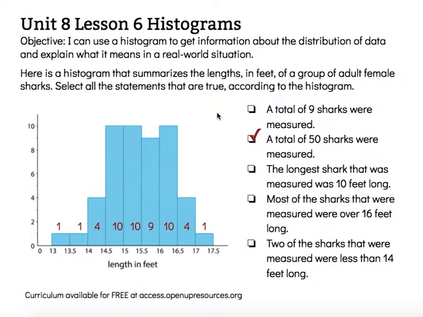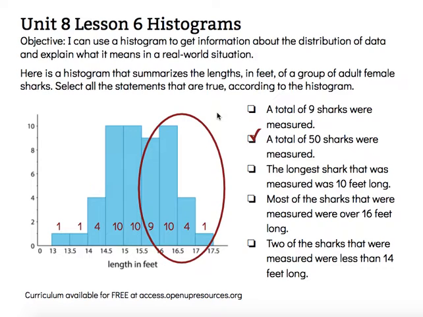The longest shark that was measured was 10 feet long. Okay, so I see a 10 on my graphic, but that 10 is actually, again, representing a number of sharks, but not the total measurement. And you'll notice that the range of measurements is between 13 and 17 and a half feet. So that was not correct.